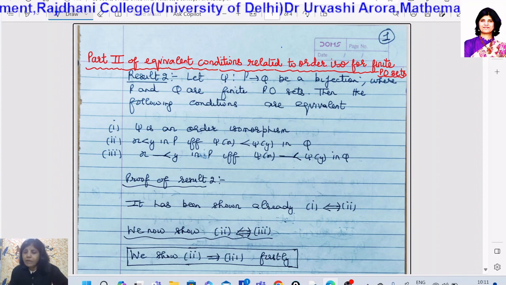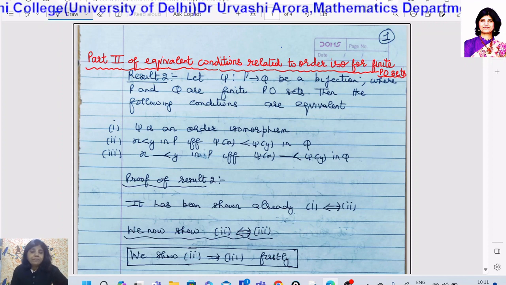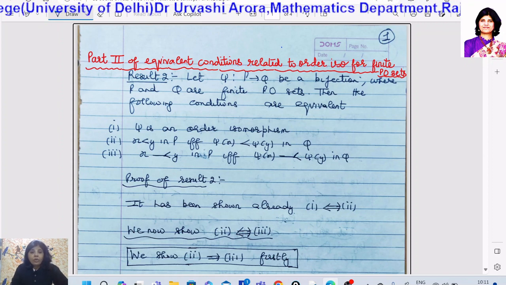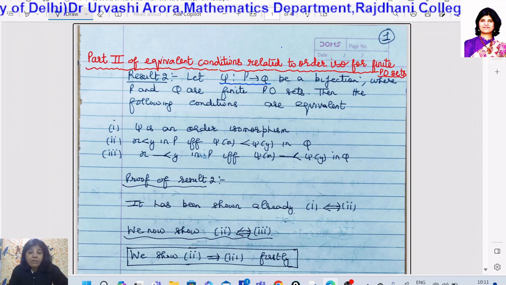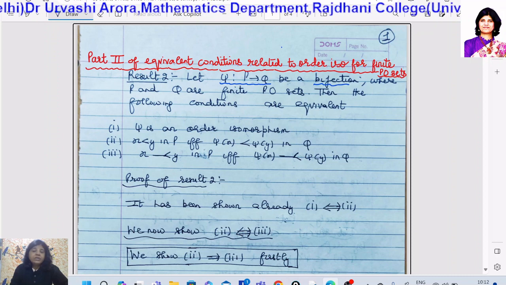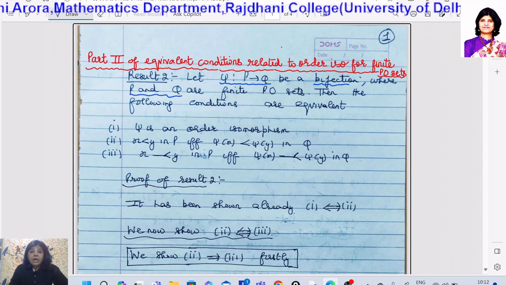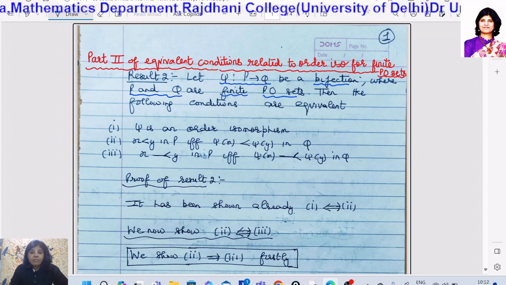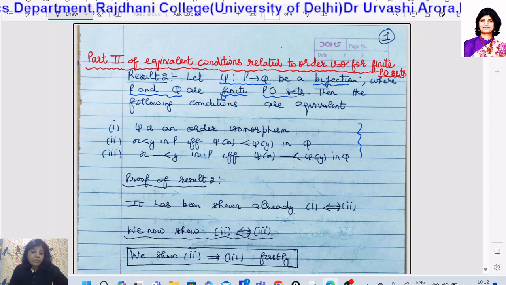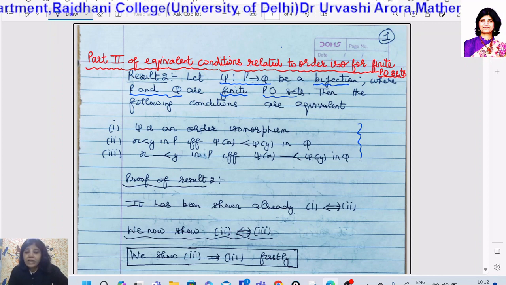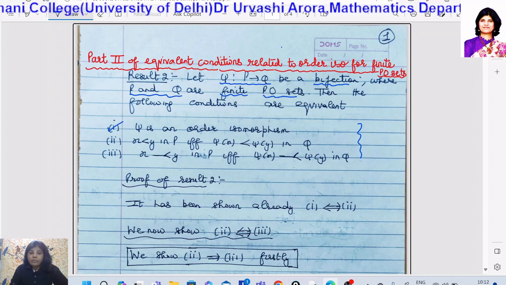Let me just explain to you what this result is all about, and then of course we'll come to the proof of this result. Now in this result, psi is given to be a mapping which is a 1-1 onto mapping, because it's a bijection, from P to Q, where P and Q are given to be PO sets and both of them are finite. Then we have three conditions in the result which we have to prove are equivalent. And the first condition is that psi is an order isomorphism.